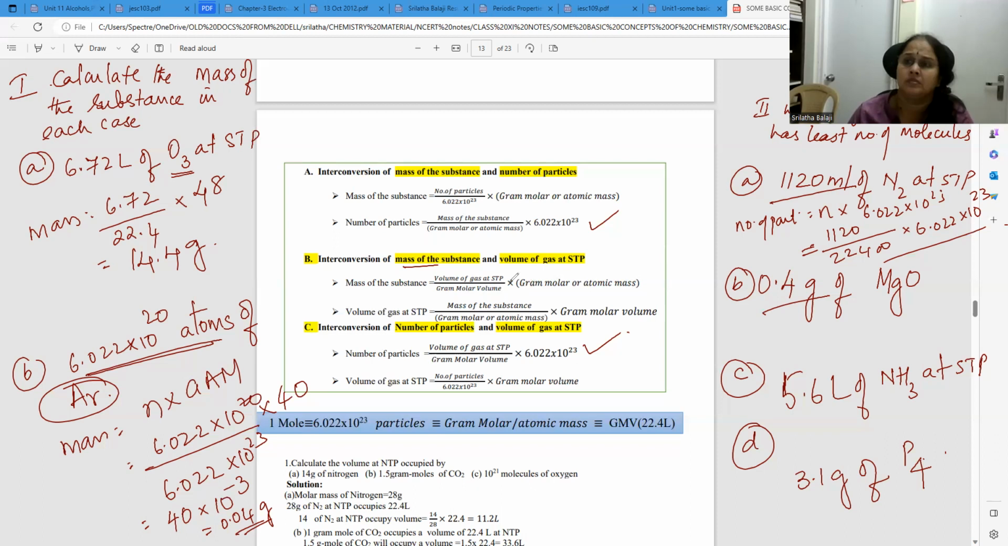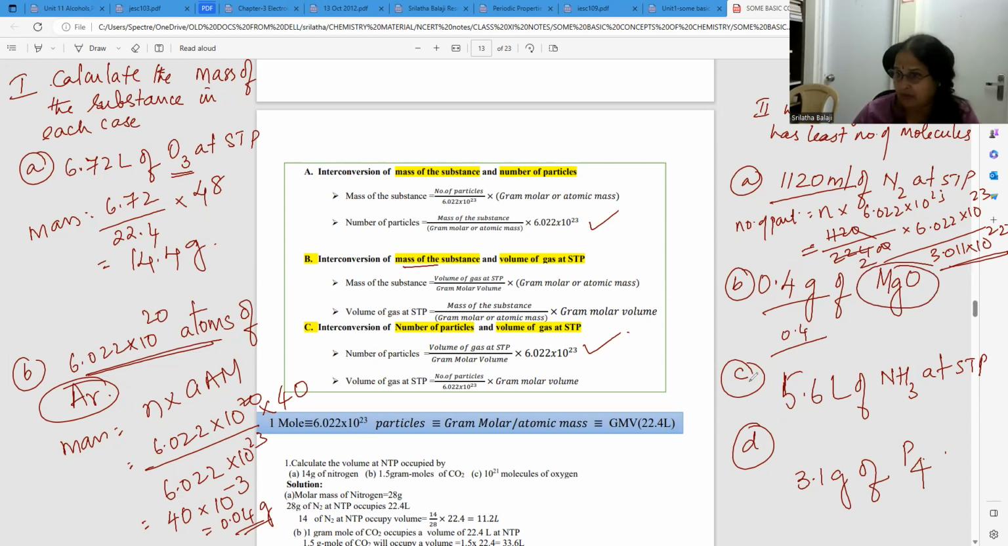Ma'am, 3.01 into 10 to the power of 22. Are you getting 3.011? Check the calculation. Correct. This is 2 times 1 by 20. Correct. 3.011 into 10 power 22. Right. Next. What will be the number of particles? 0.4 divided by what is the molar mass of magnesium oxide?